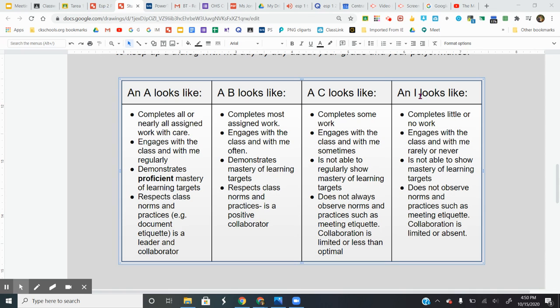An incomplete really is reserved for the person who just isn't doing it, who just isn't here. They're not turning in but maybe one rare assignment. They're not present, they're not engaging. When I ask them to demonstrate what they can do, they can't really do much, and that would be incomplete. That's completely appropriate in that case.